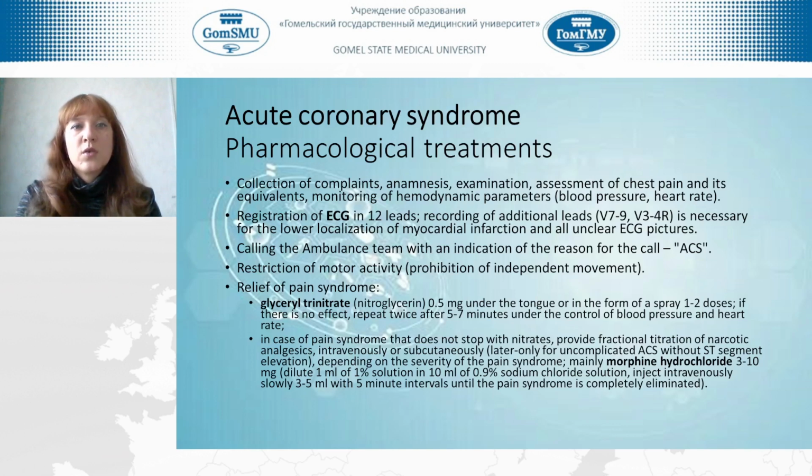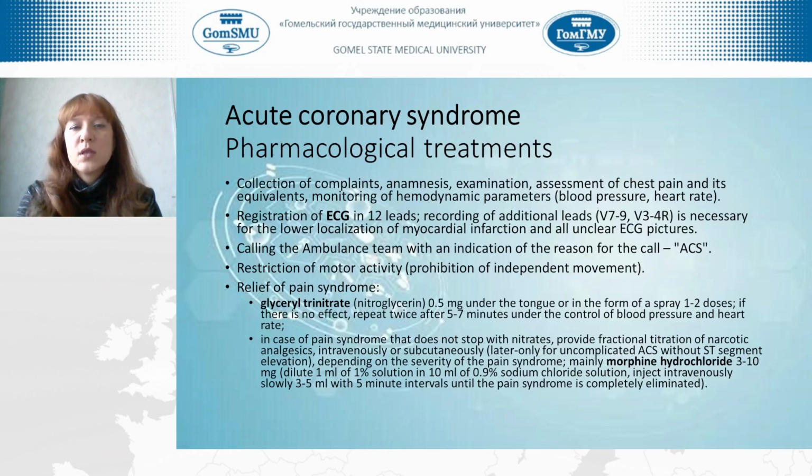Pharmacological treatment. Collection of complaints, anamnesis, examination, assessment of chest pain, monitoring of hemodynamic parameters, that is blood pressure and heart rate. Then registration of ECG in 12 leads. Call an ambulance with indication of the reason, acute coronary syndrome. Restriction of motor activity, and relieve the pain syndrome. First is glyceryl nitrate. We can use it sublingually, or the tongue spray can be dosed. If there is no effect, you can repeat twice after 5-7 minutes under the control of blood pressure and heart rate.